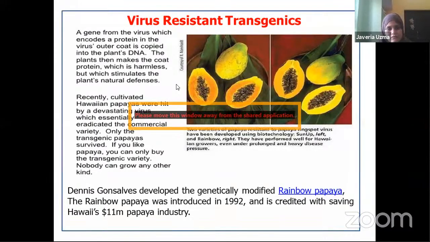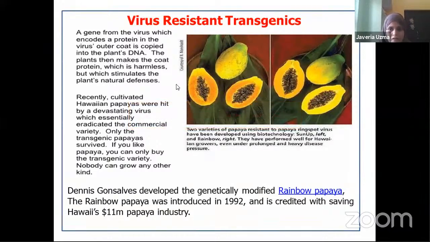So in viruses, mostly the genetic material will be harmful, responsible for causing infections or diseases, but the protein coat will be harmless. Most of the viruses, the DNA or RNA contained in them will cause diseases, whereas the protein coat will be harmless. So here in papaya, the protein coat of the virus was injected.